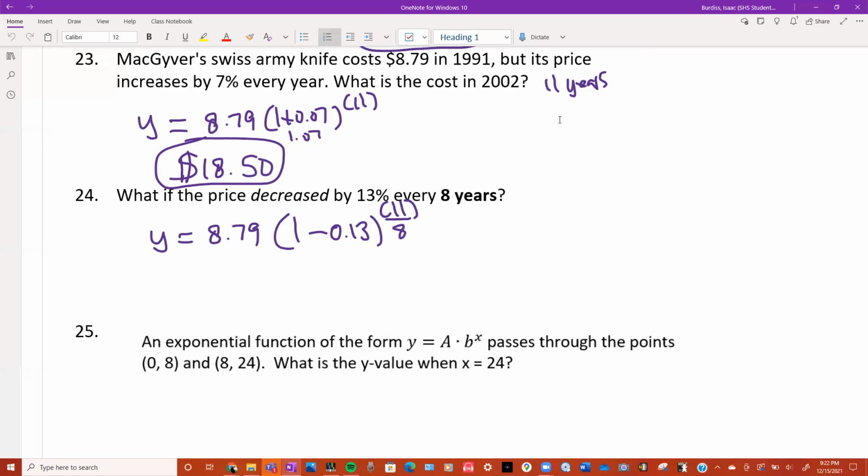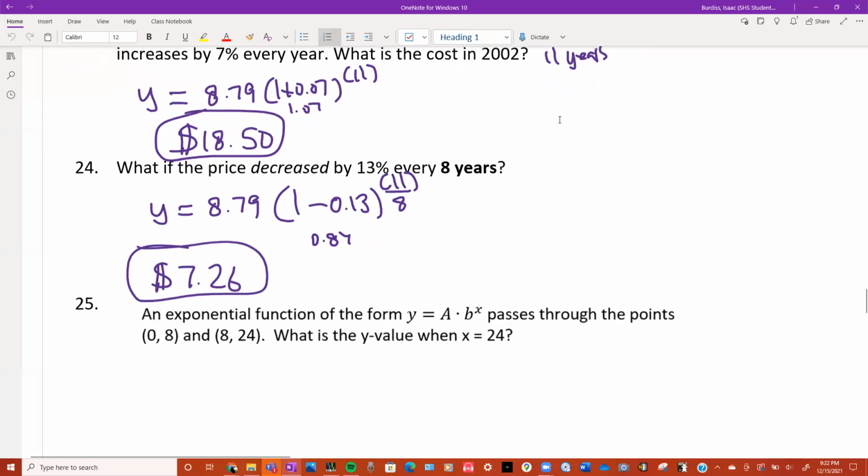And that would be 0.87. So we plug in 8.79 times 0.87 to the 11 divided by 8th power. Then if it decreased, it would be $7.26. So obviously that's a smaller number than 879. So we at least know we did something right.